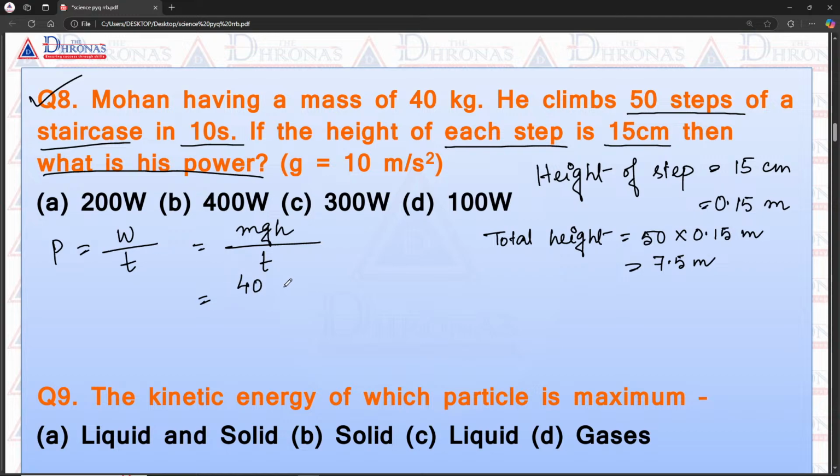Mass is 40 kg, the value of g is given as 10. The total height that came is 7.5. And the time in which this happened is 10 seconds. He climbs up 50 steps in 10 seconds. So time is 10. Now if we multiply it, it will come to 300 watt. The unit for power is watt. The answer is 300 watt.